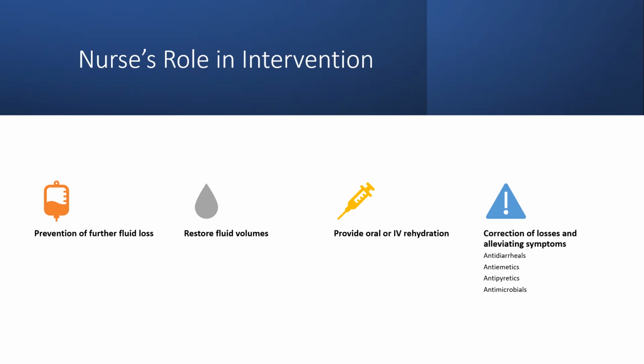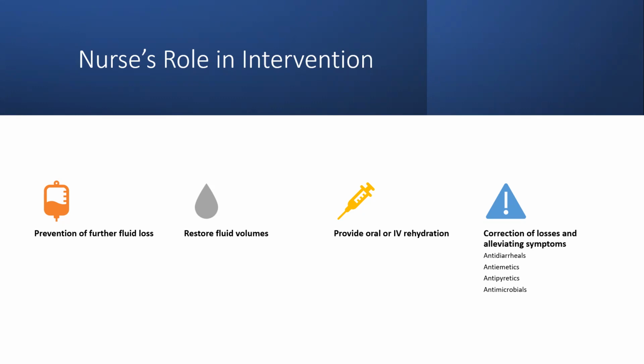When we're looking at the different types of dehydration, isotonic dehydration is treated with isotonic fluid solutions, hypertonic dehydration with hypotonic fluid solutions, and hypotonic dehydration with hypertonic fluid solutions. We'll also need to correct or help prevent further losses, like we discussed before, and alleviate any symptoms.